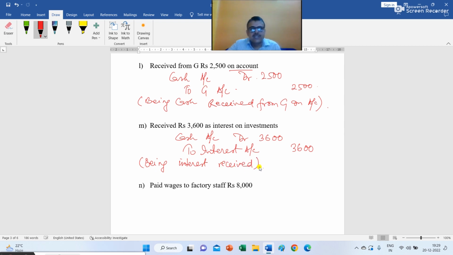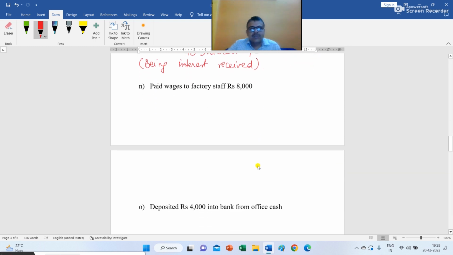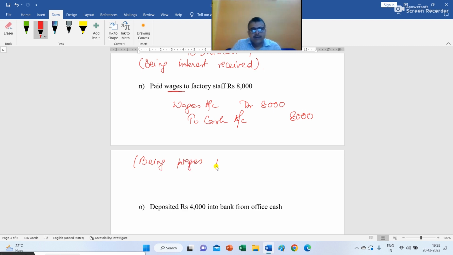Next transaction is paid wages to factory staff rupees 8000. So again there is an outflow of cash. So cash will get credited. And why the cash has been paid? The cash has been paid for wages. So wages account debit. I have to debit wages for rupees 8000 and credit is given to cash 8000. Being wages paid.